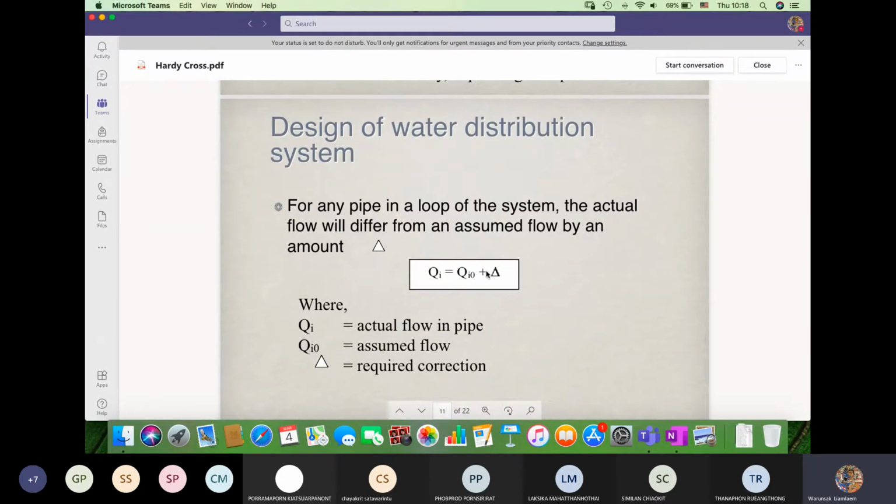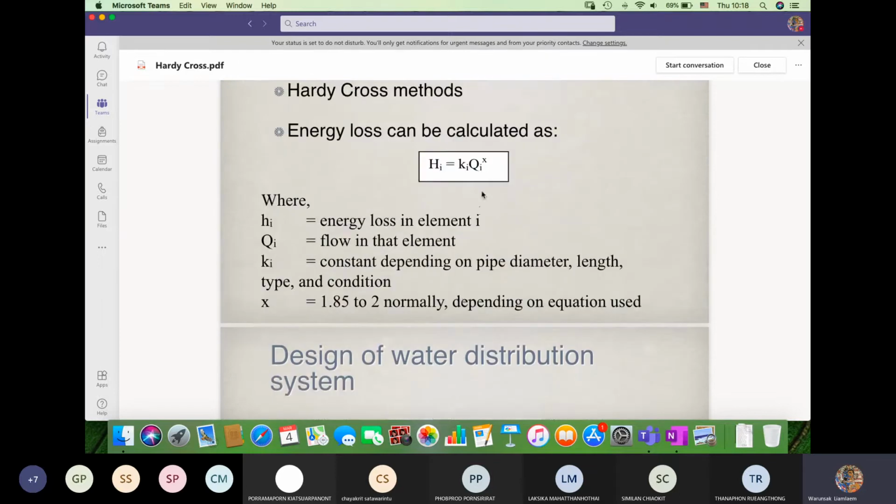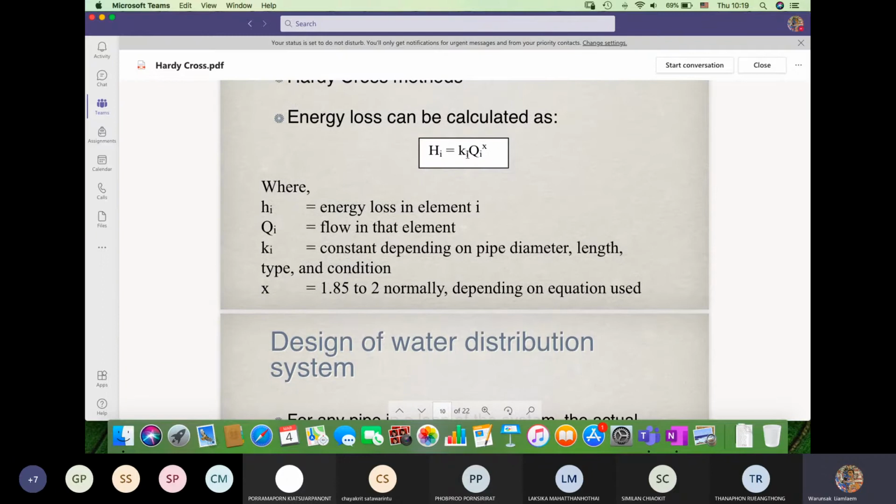In the determination of the flow, we are going to determine the actual flow in each element. The actual flow must be equal to the assumed flow plus the required correction. The procedure is like this. Initially, you have to assume the flow, and then determine the required correction, which is delta. The assumed flow plus the delta gives you the actual flow. This is the procedure. If you want to determine the flow, you have to verify from the head loss equation.